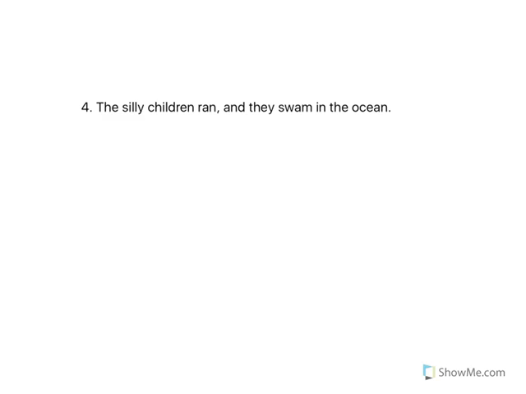Now our last sentence says, the silly children ran and they swam in the ocean. So we need to distinguish the types of clauses here. We see that this is going to be an independent clause. The silly children ran and they swam in the ocean is also going to be an independent clause. So we know that this is a compound sentence joined by a coordinating conjunction. So let's begin to label.